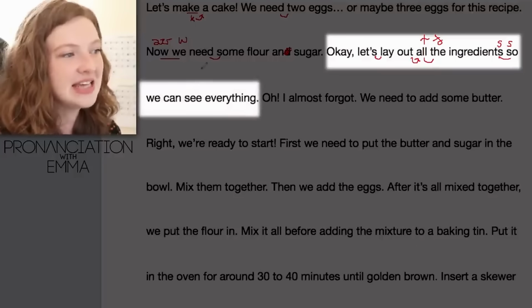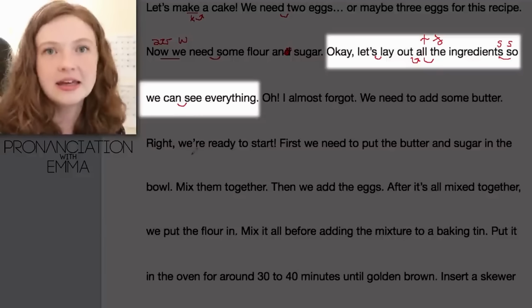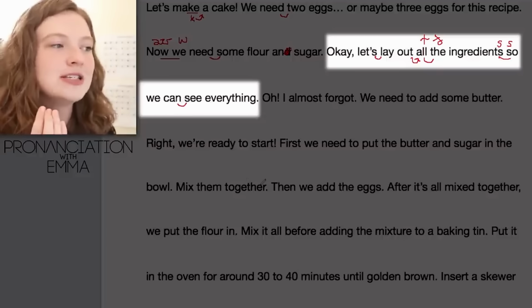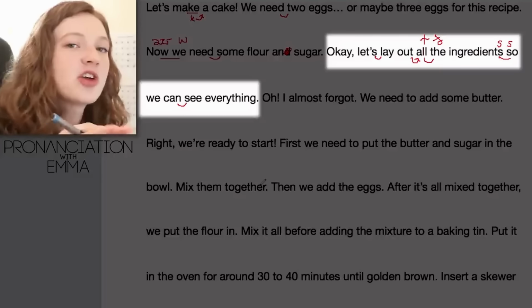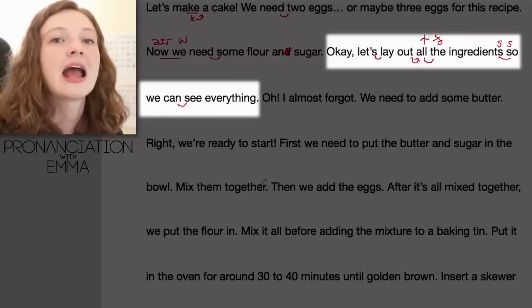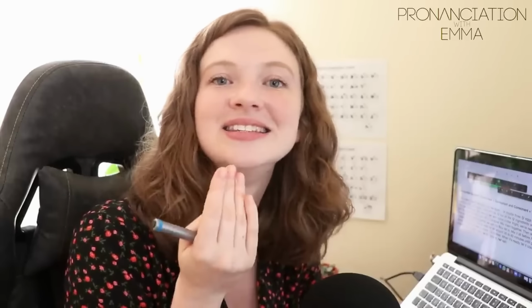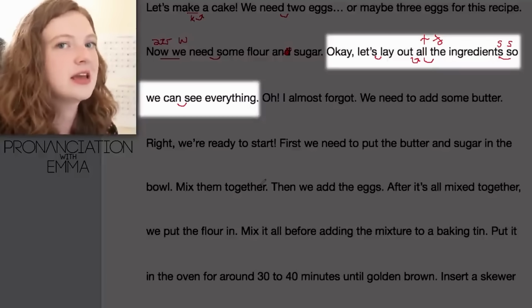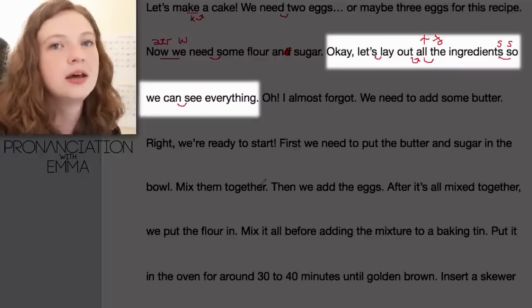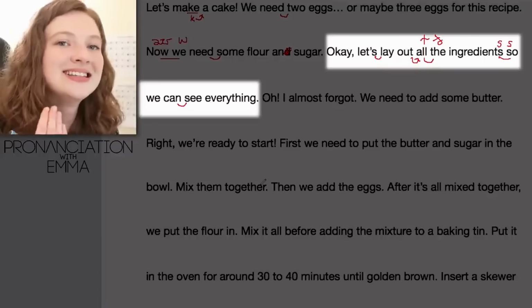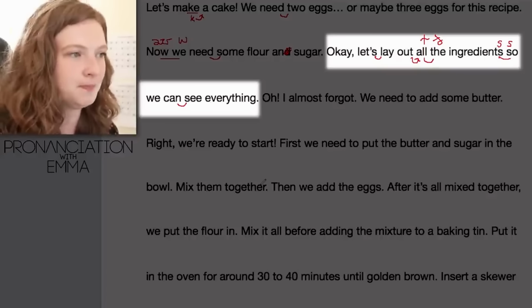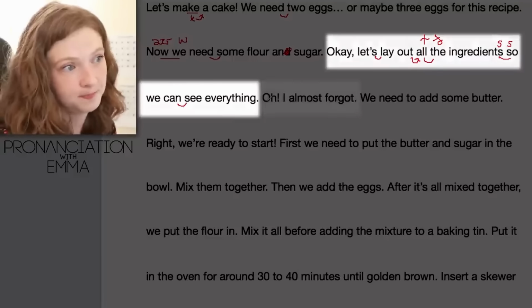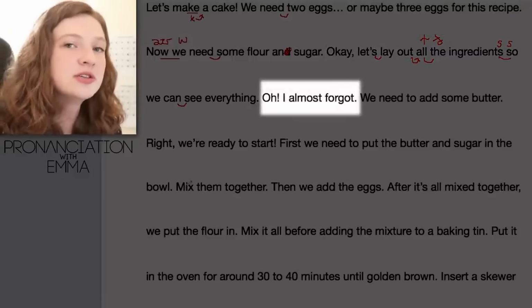So we can see. Here, I'm going to hold that n in position, and I'm just going to slide my tongue straight into a s. So it sounds like can see. I don't release that N and then move on to the next word. So it's not like we can see. We can see everything.